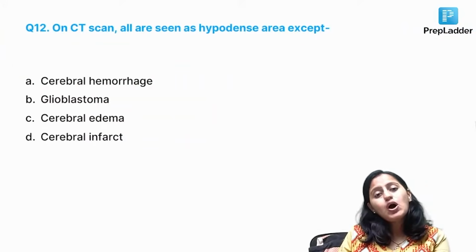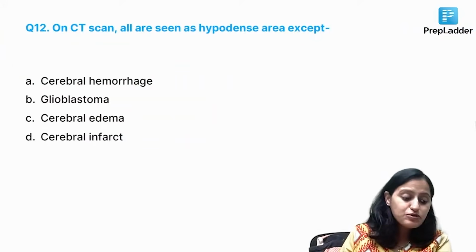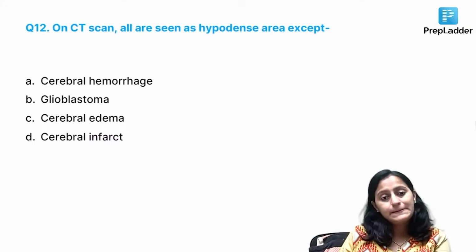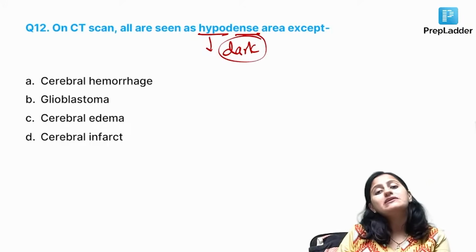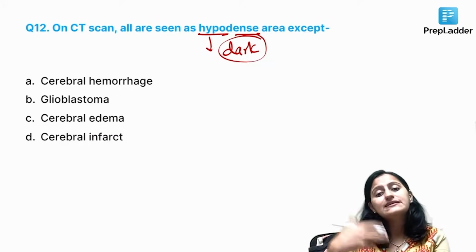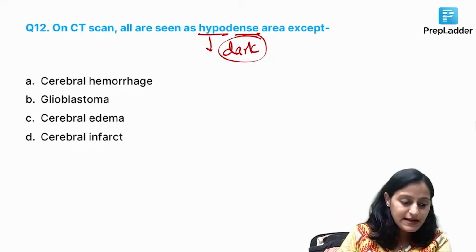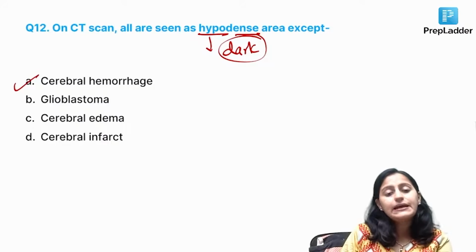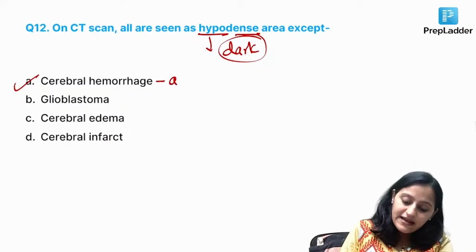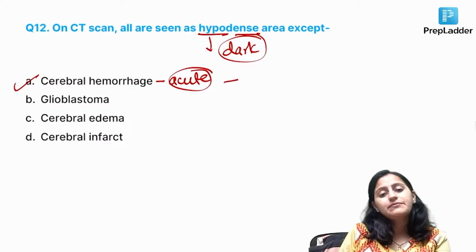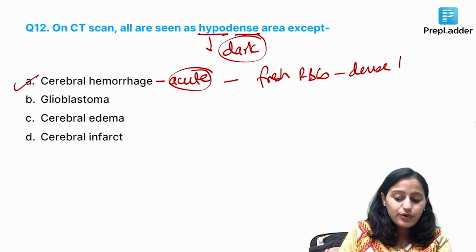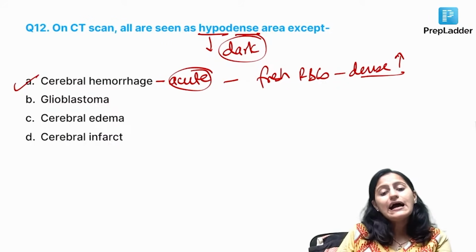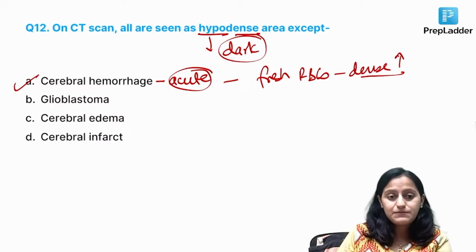Next, on CT, all of these are seen as hypodense areas, except which of the following? So hypodense, hypo means less density, less density means how will it appear? It will appear dark. Hyperdense, increased density, it will appear white. What is that? Correct. It is cerebral hemorrhage. Remember, and even in that, it is acute cerebral hemorrhage. Why? Because of the fresh RBCs. The density in that is going to be more. So it appears hyperdense.